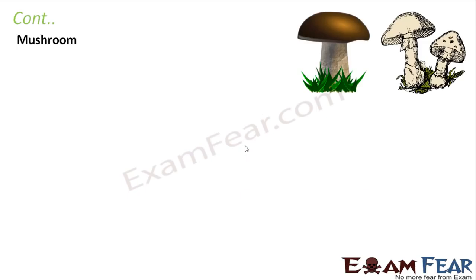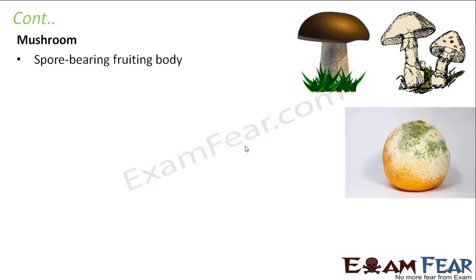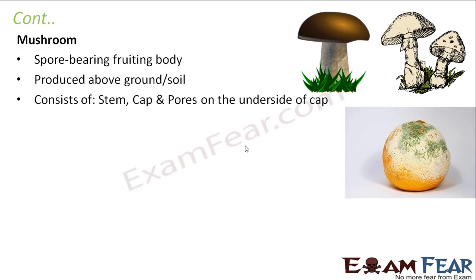The next one would be mushroom. It is a spore-bearing fruiting body. As I said, they are produced above ground or on soil. They consist of a stem, cap and pores on the underside of the cap. This part is the stem, this is the cap, and on the underside of the cap, that means on this portion, you actually have this scale-like structure which will form the basidium, and on the basidium you will have the spores.